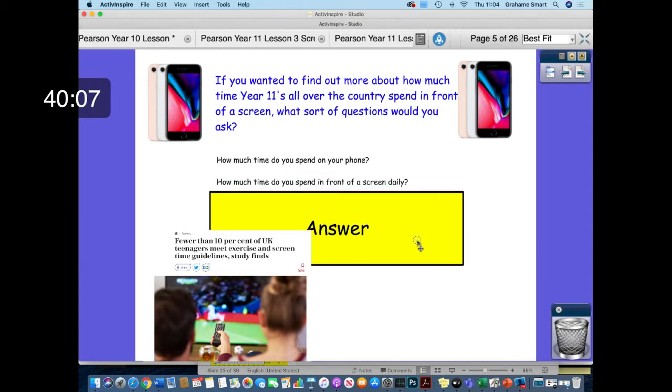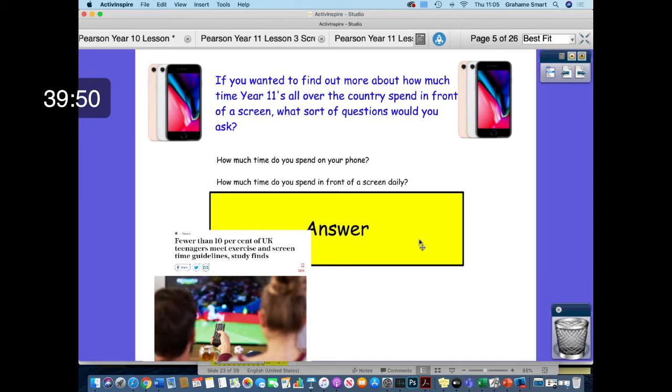specific time frame. So would this be a better question? How much time do you spend in front of a screen daily? I think that is a better question, but does watching TV count as screen time? Yes or no? I think different people will define screen time in different ways.